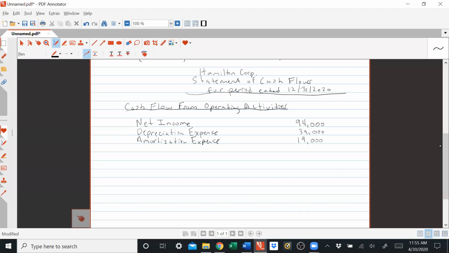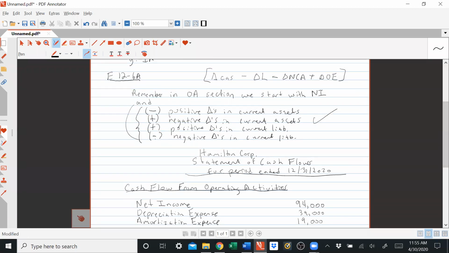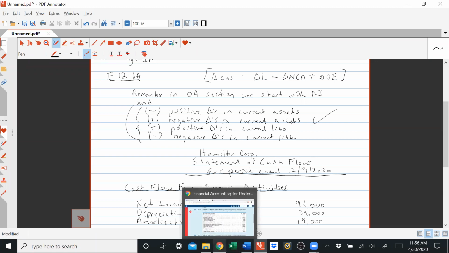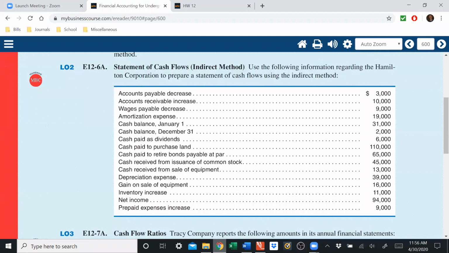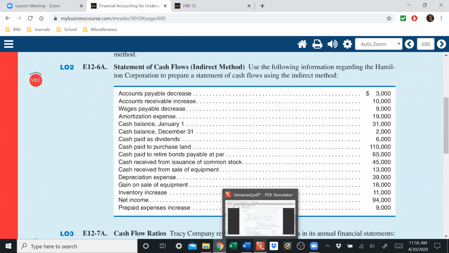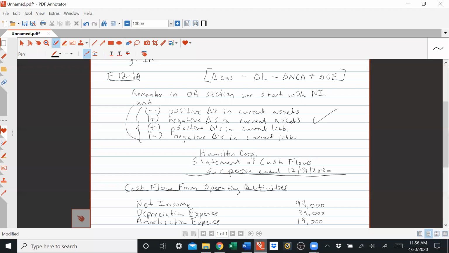All right. And then we use these rules. From there, we use these. So we're going to subtract positive changes in current assets and so forth. So here, accounts payable, which is a current liability, decreases by 3,000. So that's a negative change in accounts payable. So the change in accounts payable is negative 3,000. Because change is always what it was at the end minus what it was at the beginning. And if it decreased from beginning to end, that change is going to be a negative number. And what do we do with the negative 3,000?